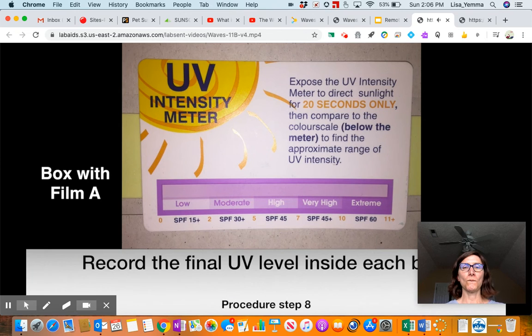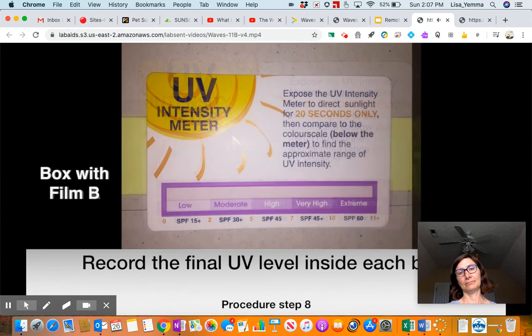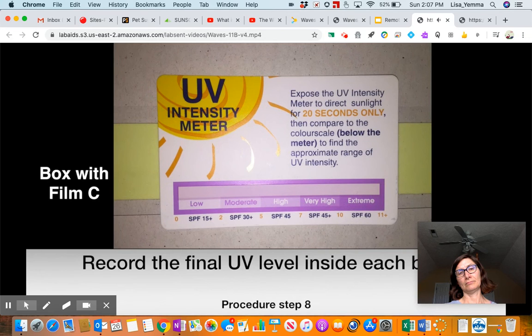Record the final UV level inside each box. So for this, you're trying to look at the color of the strip. It's also really hard for my brain because the outside frame is purple. So if you were to estimate how much that strip changed from 0 to what, go ahead and do that on your data table. Box with film A. Box with film B. Box with film C.